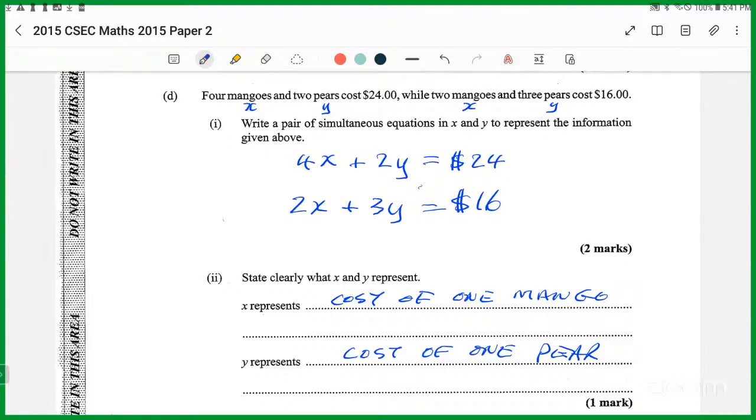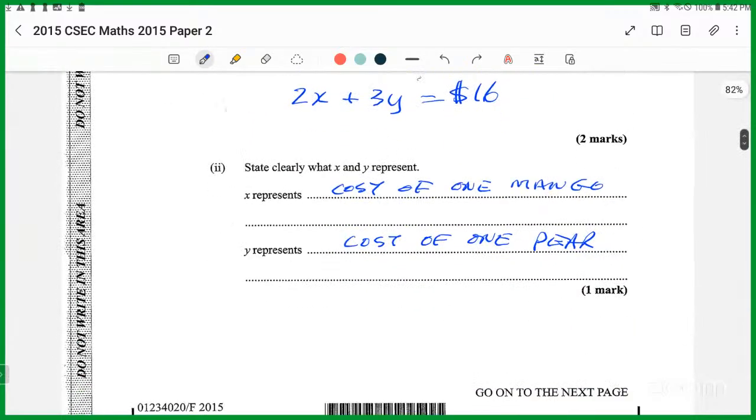So x is not the number of mangoes. 4 was the number of mangoes, so x cannot be the number of mangoes. x is the cost of the mango. We know the number of mangoes, but we did not know the cost of each mango. So it's 4 times the cost of a mango plus 2 times the cost of a pear is $24. So x and y must represent the cost of the mango and the cost of the pear, respectively. And that is it. All right, let's continue.